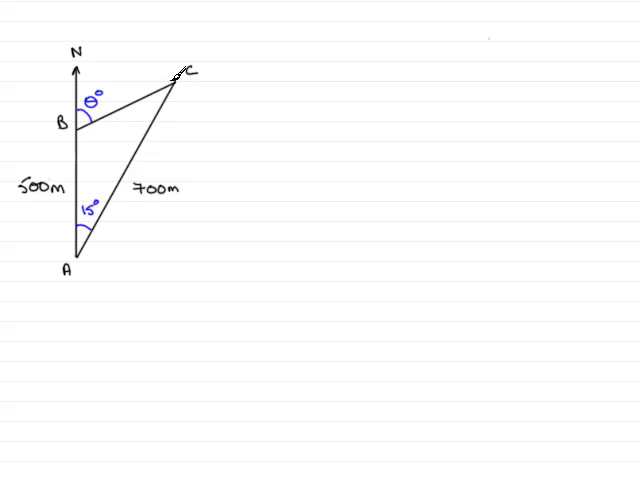Now in order to find BC in a non-right angle triangle, when you've got two sides, the 500 meters and the 700 meters, and the angle given in between those, the included angle, and you want to find the opposite side, this is a typical example that needs use of the cosine rule.